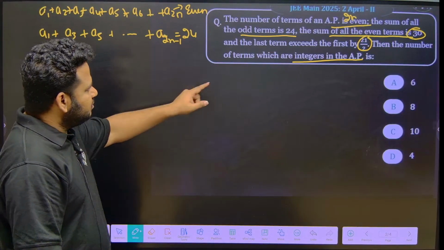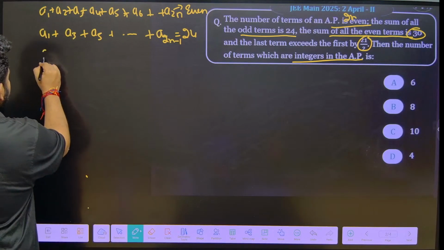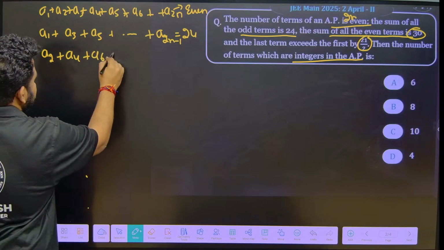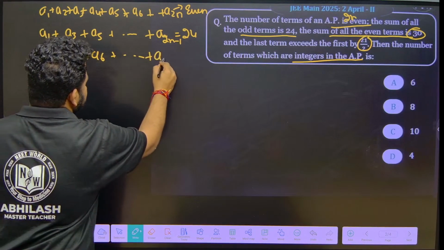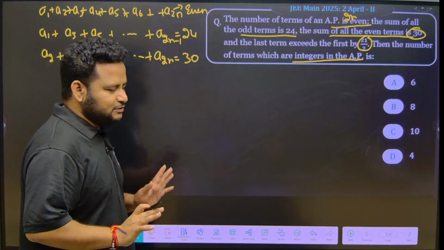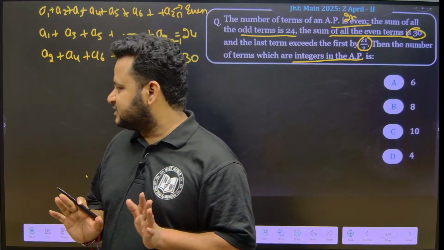First, what I have to write? The sum of all the even terms is 30. Even terms means what? A2, A4, A6 up to A2n. This is 30. Now my solution starts. I have written down whatever is given in the question.